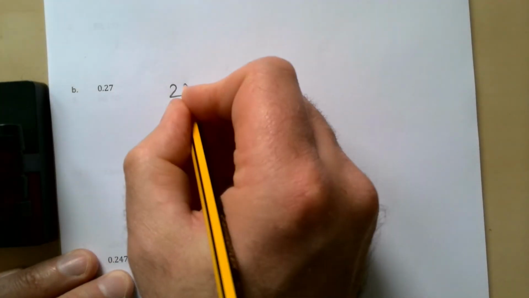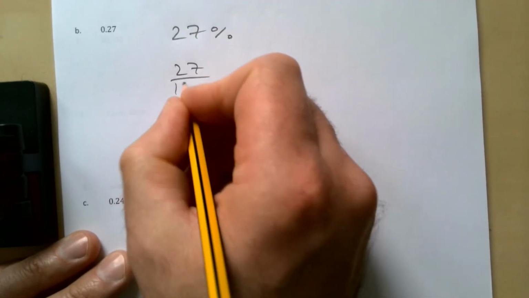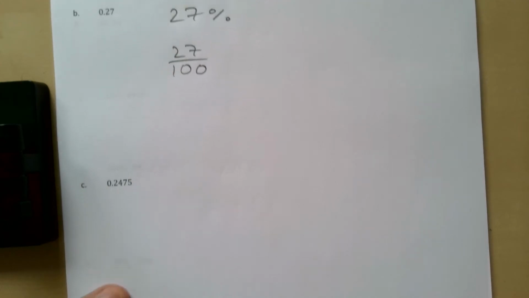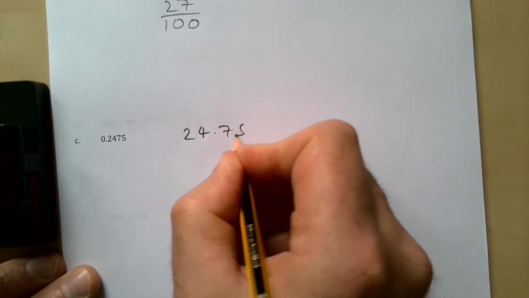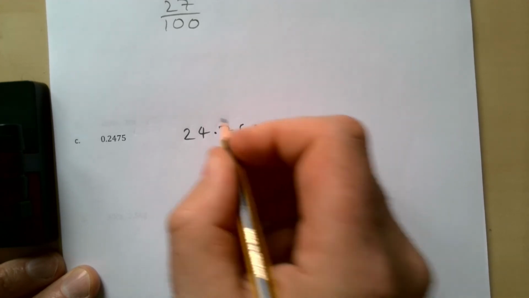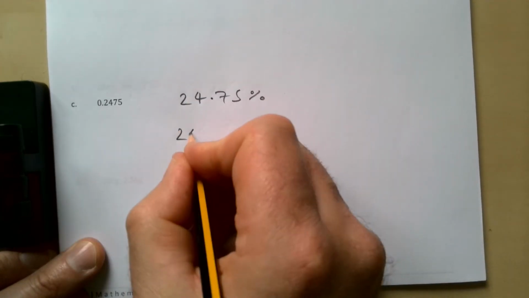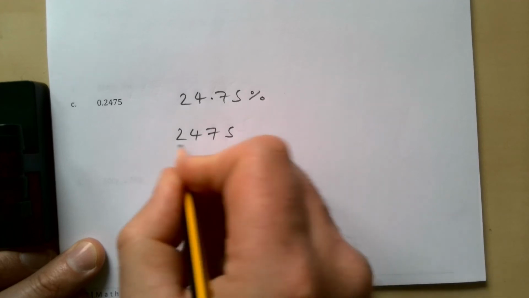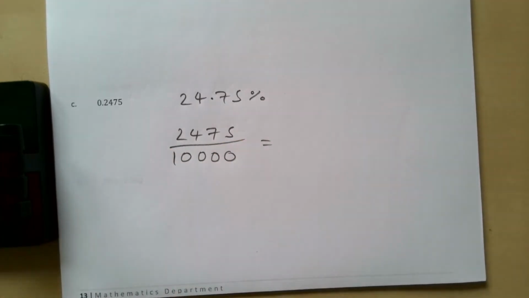0.27 is 27%, and of course then that's just going to be 27 over 100. There's no common factors in 27 over 100, and so we end up with that. 0.2475. So as a percentage that's 24.75%, and then as a fraction, it's going to be 2475 all over 10,000.